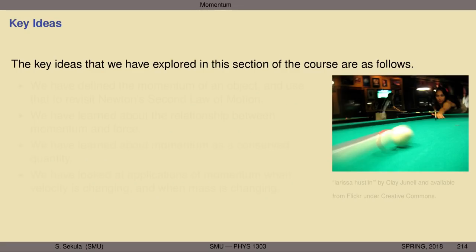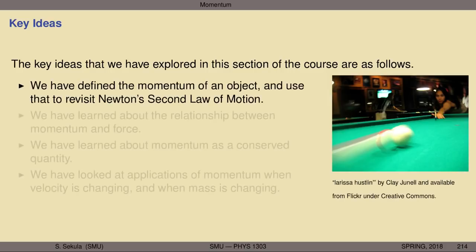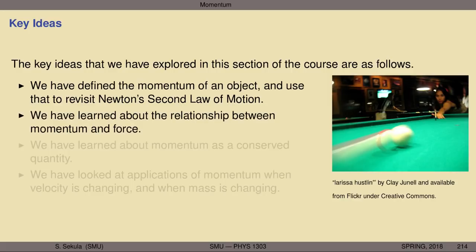Let's review the key ideas that we have explored in this section of the course. We have defined the momentum of an object, and we have used that quantity to revisit Newton's second law of motion. In doing so, we have learned about the relationship between momentum and force. Specifically, forces cause changes in momentum with respect to time. And if there are no changes in momentum with respect to time, it means there are no net external forces on the system. And as a result, it's possible for momentum to be a conserved quantity.